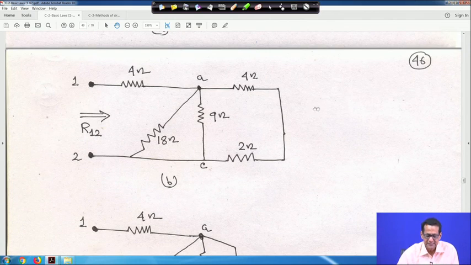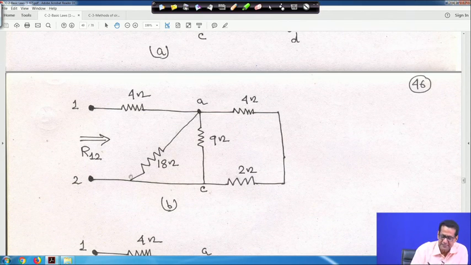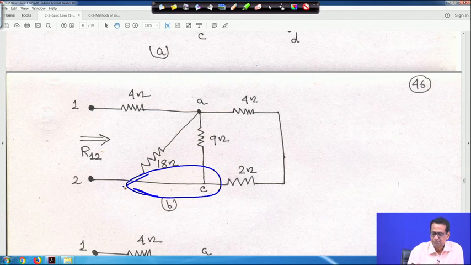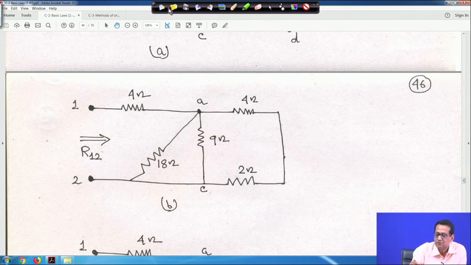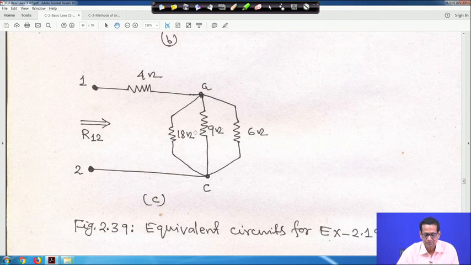If you see, here 18 is given. If you see into this, this is actually a common point, right. And 4 plus 2 is 6, so 6 ohm, right. So 6 ohm, 9 ohm and 18 ohm, all three are actually in parallel, right. So I am cleaning it. If you look at the next circuit, 6 ohm, 9 ohm and 18 ohm in parallel, right.